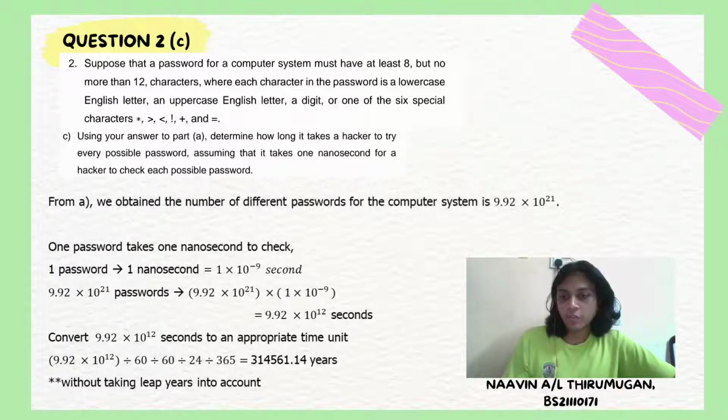So from 2A, we obtain the number of different passwords for the computer system is 9.92 times 10 to the power of 21. If one password takes 1 nanosecond to check, and 1 nanosecond is equal to 10 to the power of negative 9 seconds, we will use up 9.92 times 10 to the power of 12 seconds. So we change that into years, it will give us 314,561.14 years. And this answer does not take leap years into account.